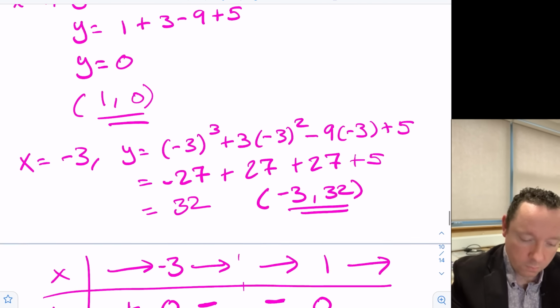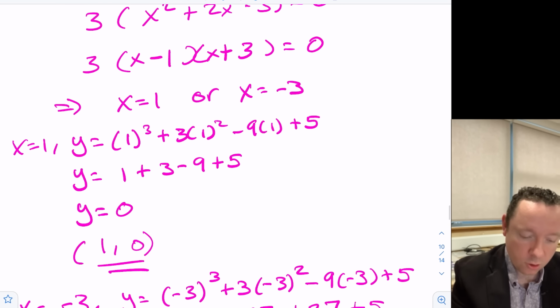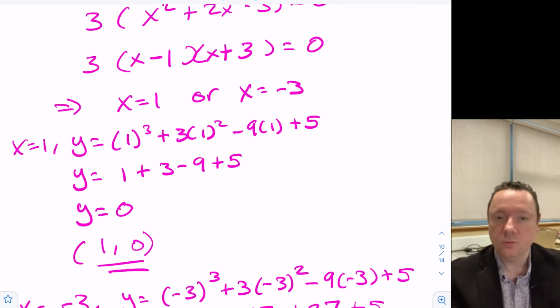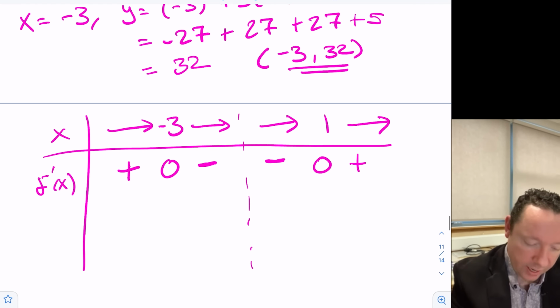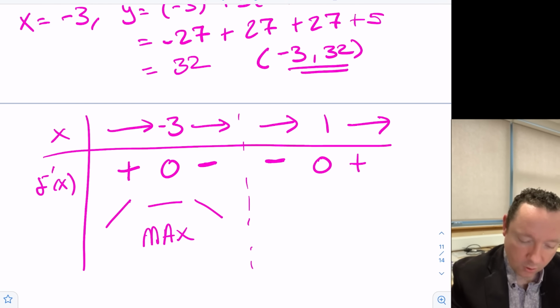After 1 though, just pick 2. 2 minus 1 is positive. 2 plus 3 is positive. Positive times a positive is a positive. So we get a positive again. So our shape, it goes up, along and down. So max, down, along and up. So it's a min.